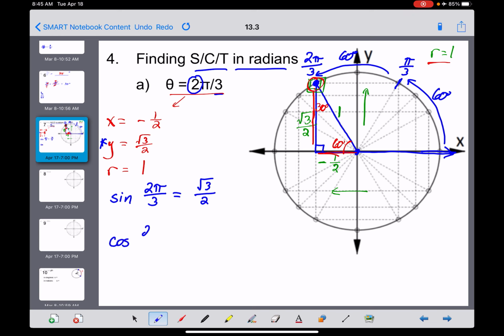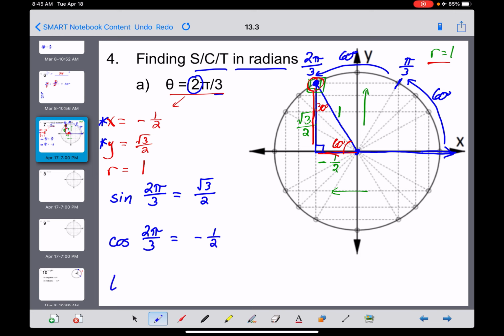Cosine of 2 pi over 3. Okay, the definition we learned back in 13.2, if you're on a unit circle with a radius of 1, is that cosine is just your x-coordinate. Cosine of 2 pi over 3, negative 1/2.